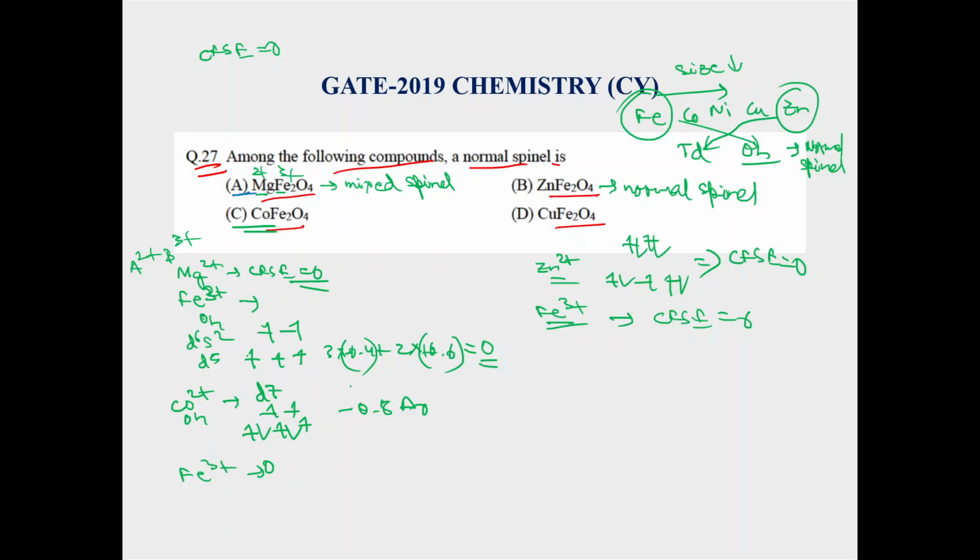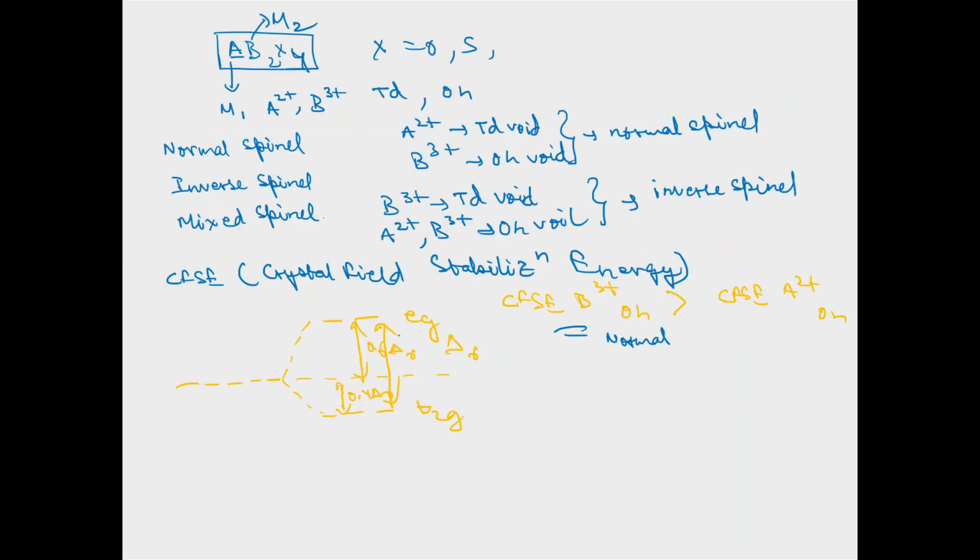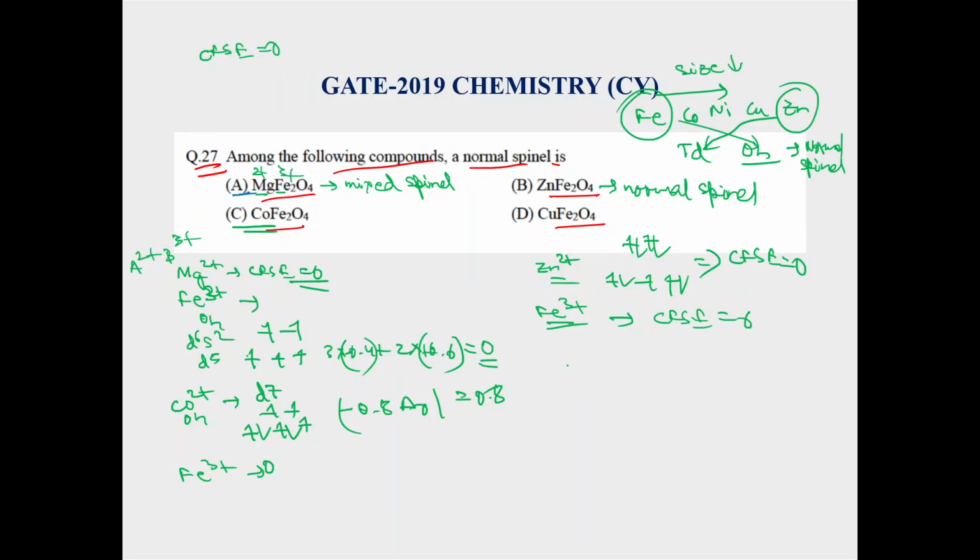If we are calculating CFSE, for the final result we will take the mod of this. So here the crystal field stabilization energy completely is coming out to be 0.8 delta O, which is greater than Fe3 plus octahedral. So then it is following this condition, where A2 plus octahedral is having a higher crystal field stabilization energy than B3 plus octahedral. So in this case, the complex will have an inverse spinel structure, right? So in this case, it is giving an inverse spinel structure.